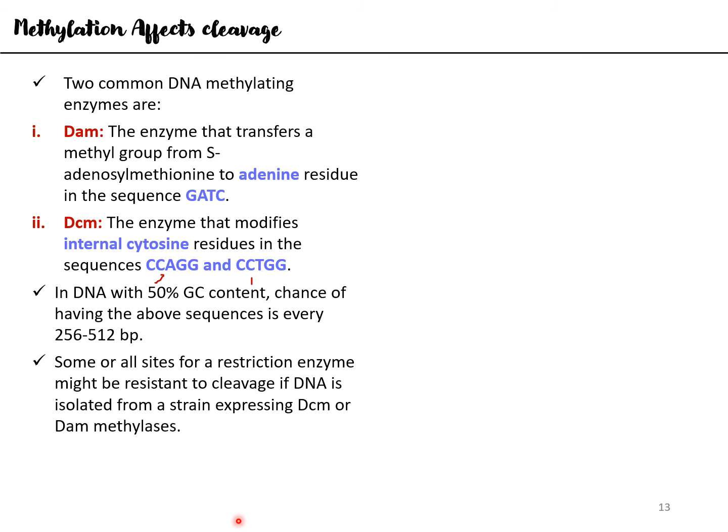Some or all sites for a restriction enzyme might be resistant to cleavage if the DNA is isolated from a strain expressing DCM or DAM methylases. So if you are isolating your DNA from such an E. coli strain which expresses DCM or DAM methylases, then you can't cleave it with the restriction enzyme, because there is every possibility that the DNA would be methylated, and if methylated, the restriction enzyme cannot bind to it and cleave it.